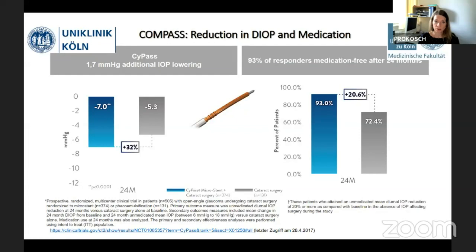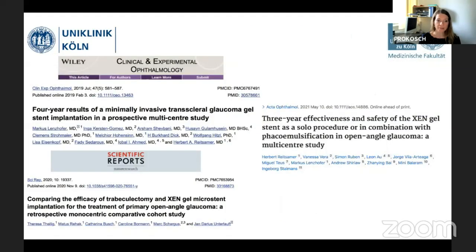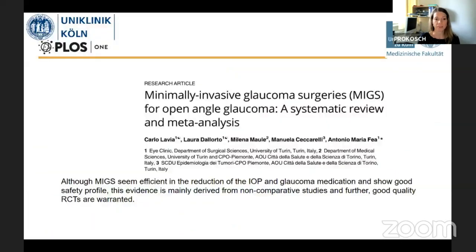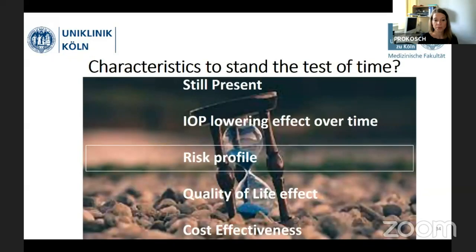CyPass had an IOP reduction proven as well, but it was taken off the market, as we all know, because of the endothelial cell loss. And the 4-year results of the XEN implant show a good IOP lowering effect, although probably not as good as the trabeculectomy. So what do we know? Although MIGS seem efficient in the reduction of IOP and glaucoma medication and show a good safety profile, the evidence is mainly derived from non-comparative studies, and further good quality RCTs are warranted. So we still don't know. What about the risk profile?